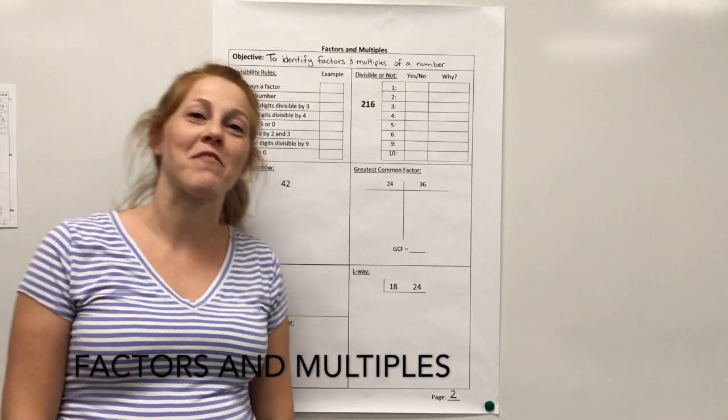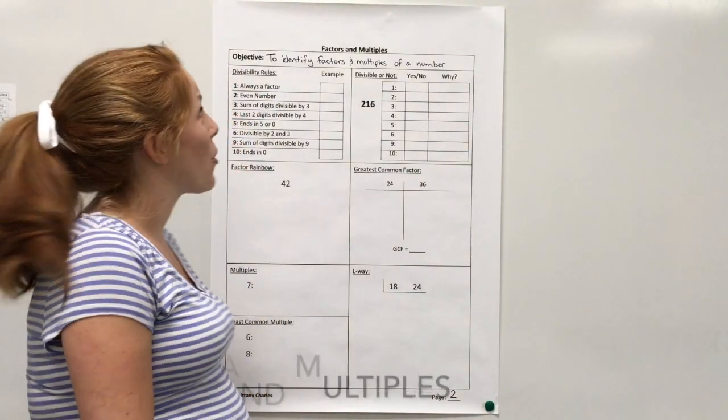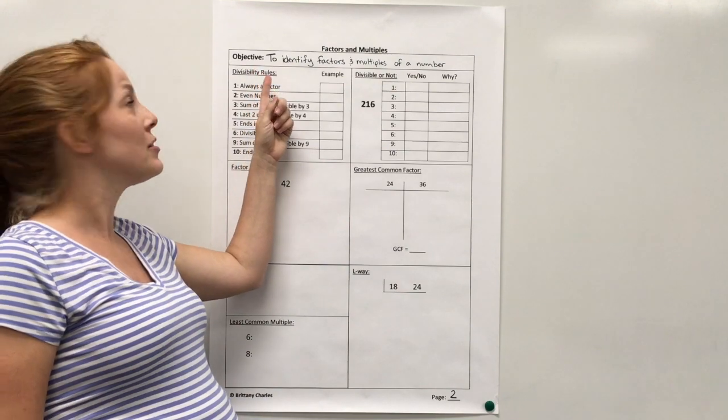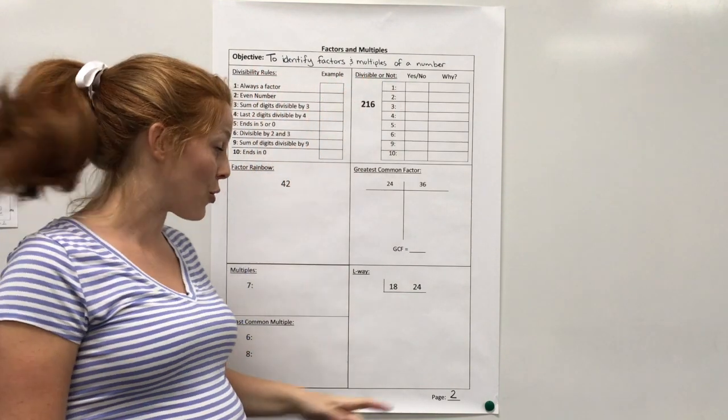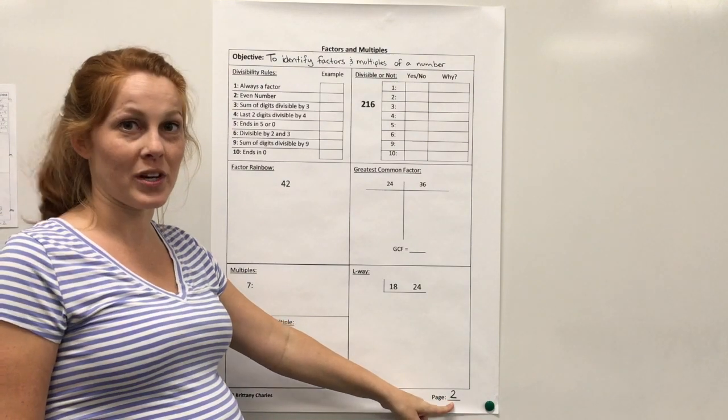Hi, today we're going to learn about factors and multiples. Go ahead and start off by writing the objective: to identify factors and multiples of a number. Also, don't forget to write your page number 2 in the bottom corner.